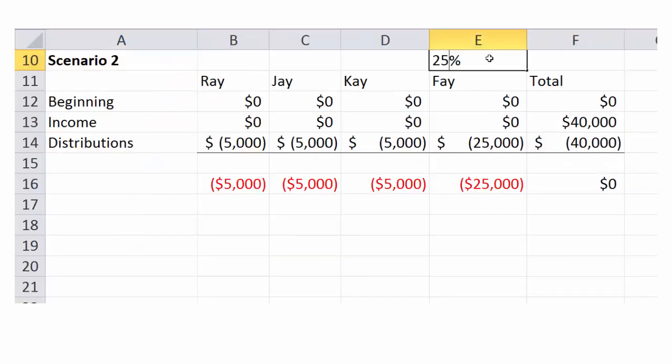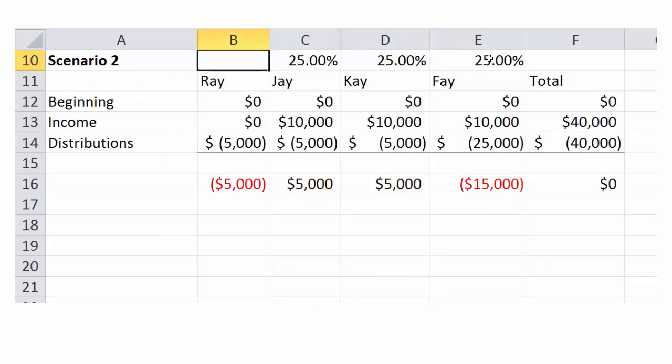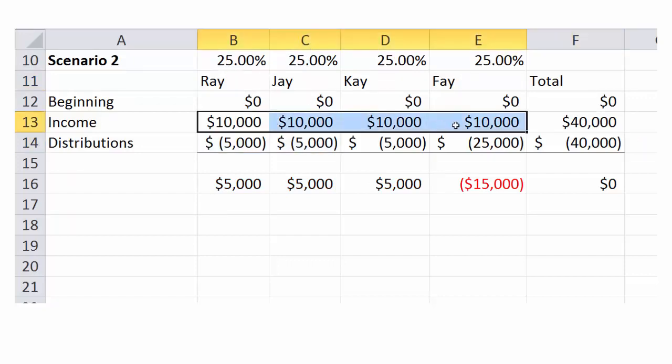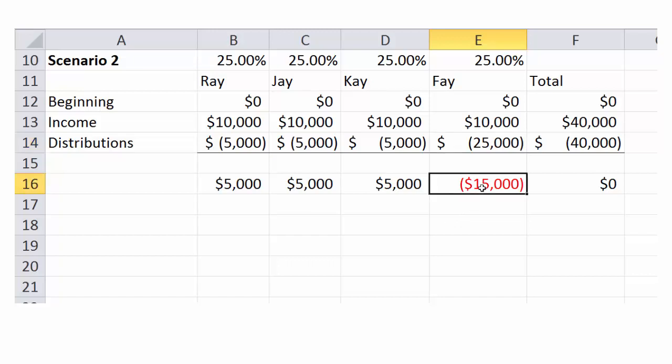So now in scenario 2, what we're claiming is each member gets a 25% allocation of income. When we do that, we say the $40,000 is divided evenly. Each member reports $10,000 of income on their personal tax returns and pays tax on it. Now it comes time for each member to take a cash withdrawal of their distributive share of income. But what's happening here is if Faye takes $25,000, she's actually pulling more than her share of income was for the year and more than any capital she had to begin with, so her capital account becomes negative. Her capital account becomes negative and the other partners' capital accounts become positive.